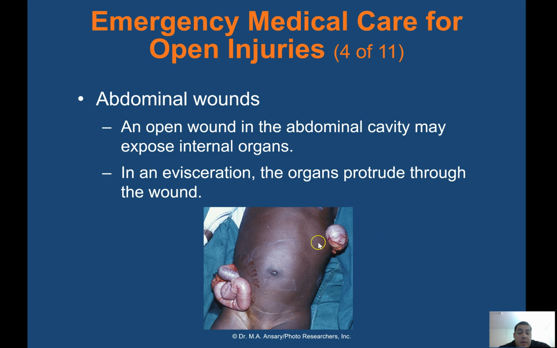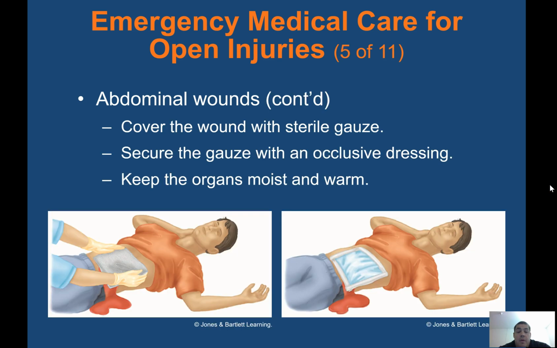So these are eviscerations. Do you guys remember how to treat? So you're gonna throw some sterile water on a trauma dressing and just lay it over. You're not gonna try and push the organs back in. So cover the wound with sterile gauze. Secure the gauze with an occlusive dressing. Keep the organs moist and warm. Okay, so just throw it right over. Make sure it's not getting infected if possible. Try and cover the whole organ area.